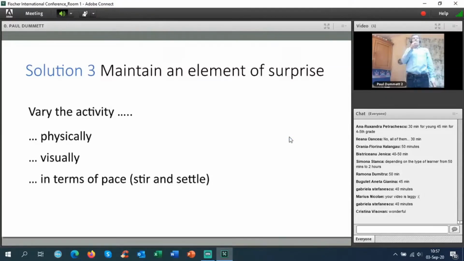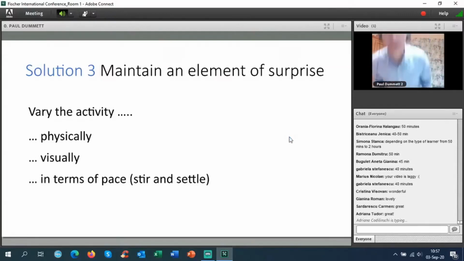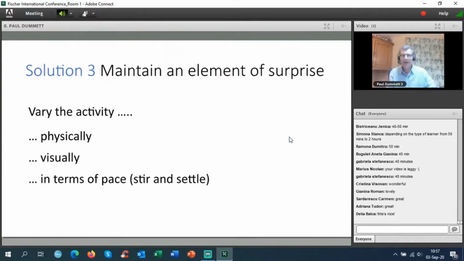Okay. It's nice because, as I say, it combines a little bit of language learning with exercise, with a physical activity. It's something you can do in the middle of a session just to break monotony, shake people up a bit. So you can do various activities physically. You can do it visually as well.